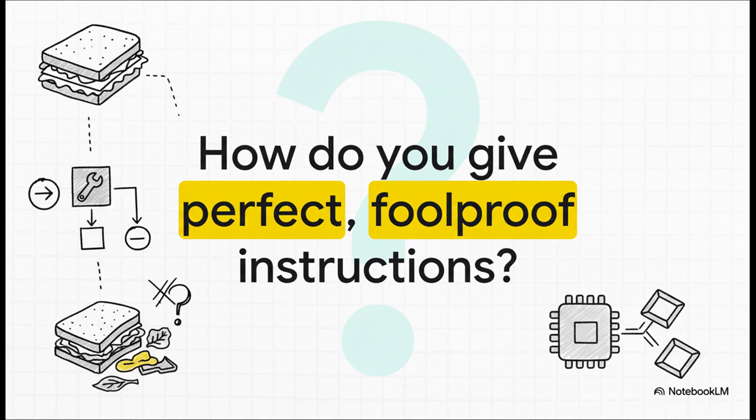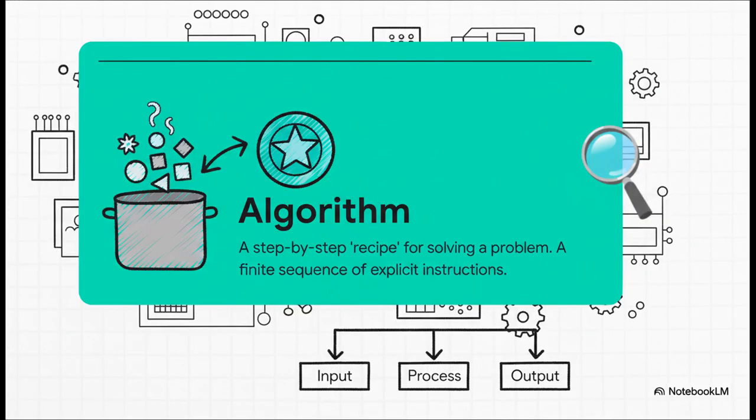Have you ever tried to explain a simple task to someone, like how to make a sandwich, only for them to get it completely, totally wrong, right? It happens because our instructions can be a little fuzzy. But what if you could create instructions that were literally foolproof? Well, in the world of computers, the solution to that problem is something we call an algorithm.